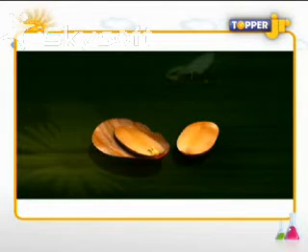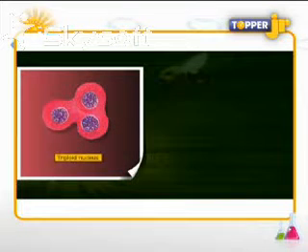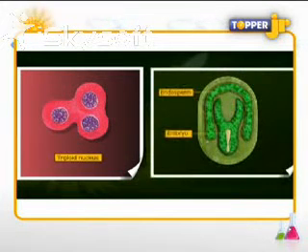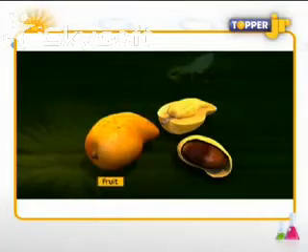Post-fertilization, the zygote divides and develops into the embryo of the seed. Second, the triploid nucleus divides and develops into the endosperm. The food stored in the endosperm provides nourishment to the developing embryo. The ovary and the ovules develop into a fruit.